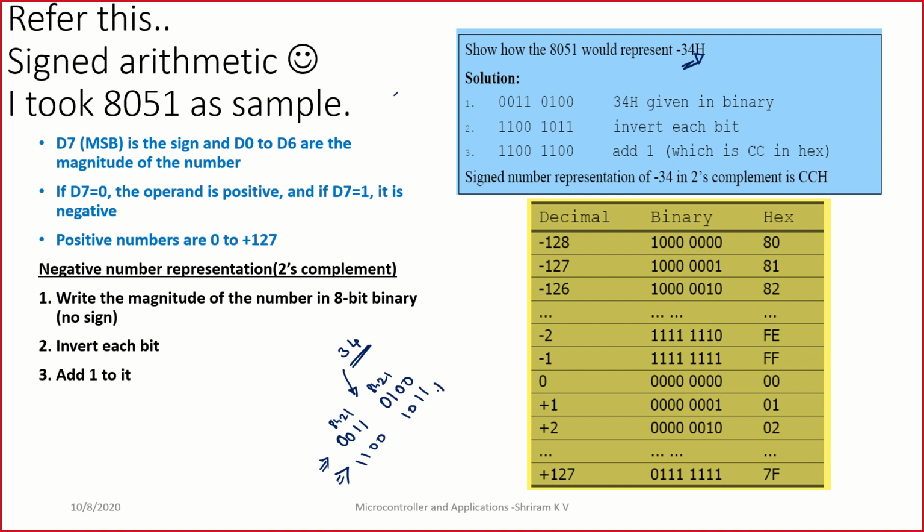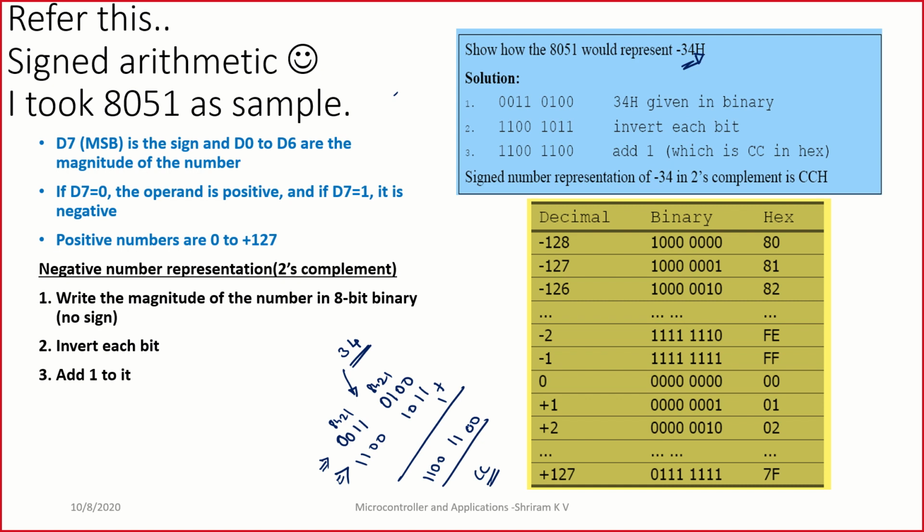Now what do we do? We will add 1 to it. That's all. Adding 1 to it will get you 1 1. This will become 0 0, and again this will become 1 0 0. That's all. So the value in 2's complement for the normal representation here is CC. That's how we represent it.